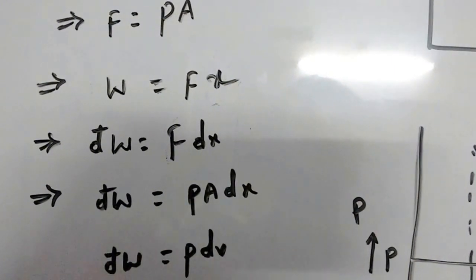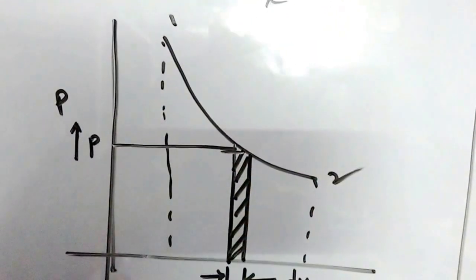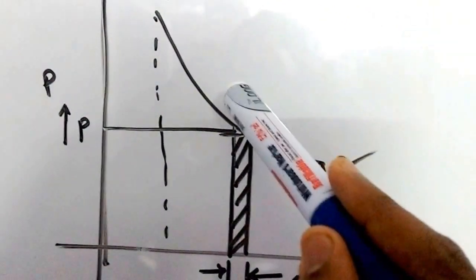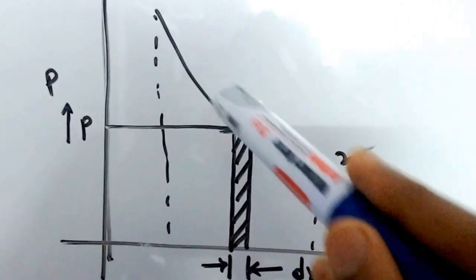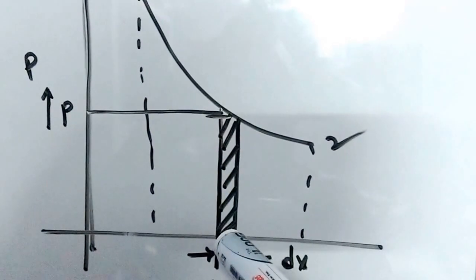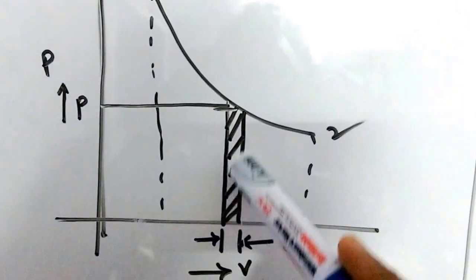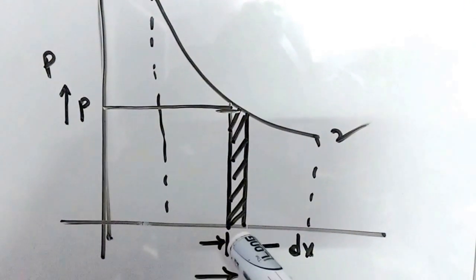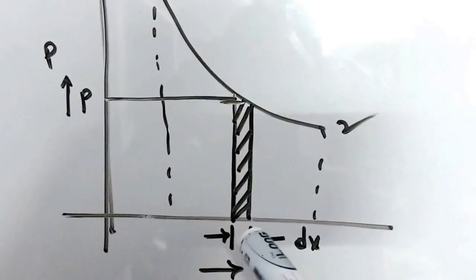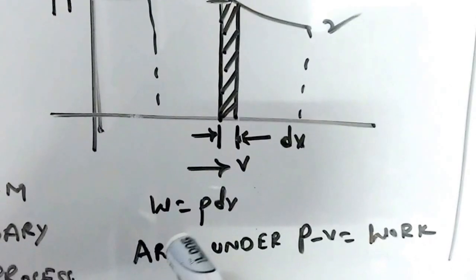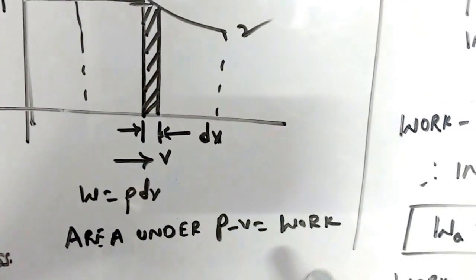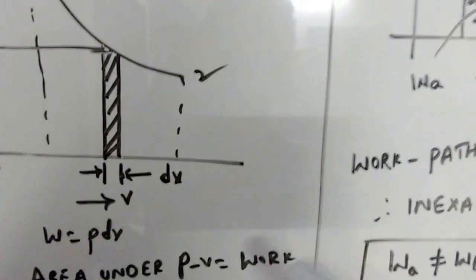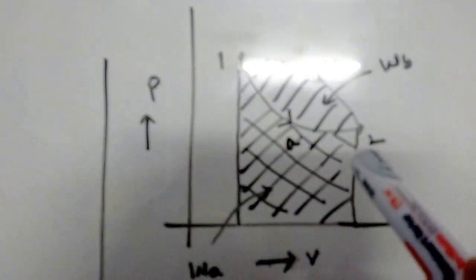When we plot this PdV on a PV graph, it will give the work. The area under this curve will give the work. So the area of this one is dV. It's very nearly equal to a rectangle, therefore P into dV. Therefore work is equal to P into dV. Area under PV is equal to work. And one more important point to remember is work is a path function. It is not a point function.